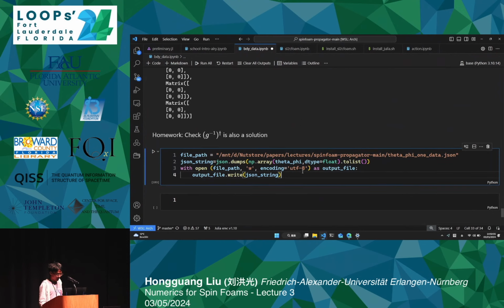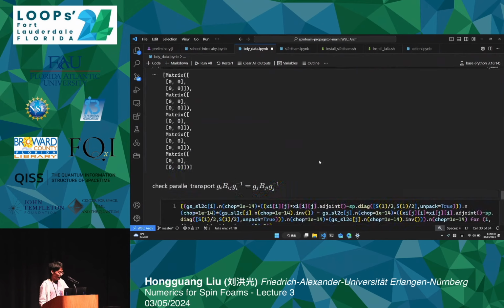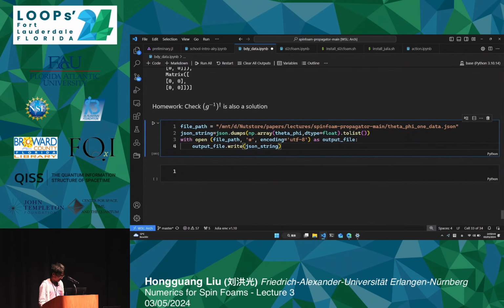And finally, we output the theta and phi, which is the boundary data, the coherent state labels. Why do we output it? Because later on, when we use the SL2C form next package, we need the coherent state label, and this is the thing we built from our boundary data. So we just output it. You can output in any form you want. I just use the JSON form. OK, so now we have finished the boundary data. Do you have any questions?